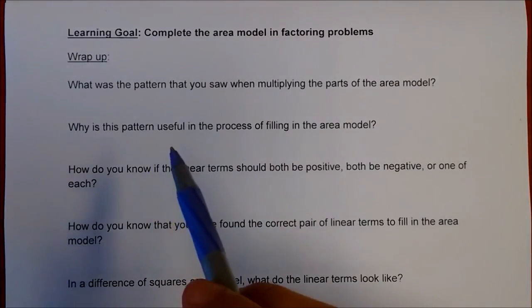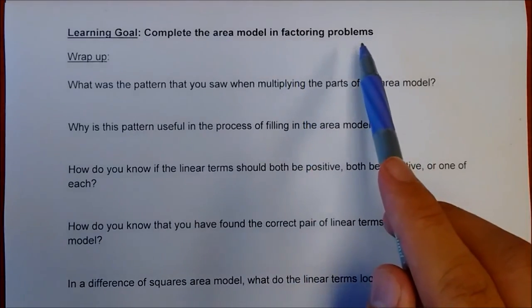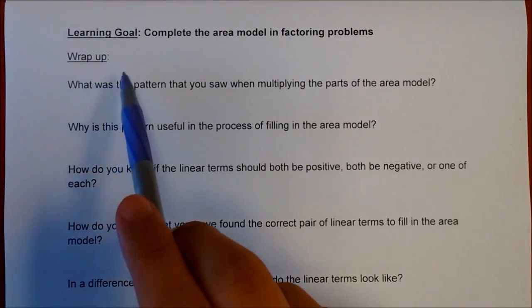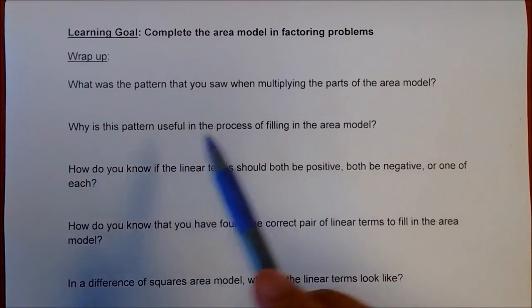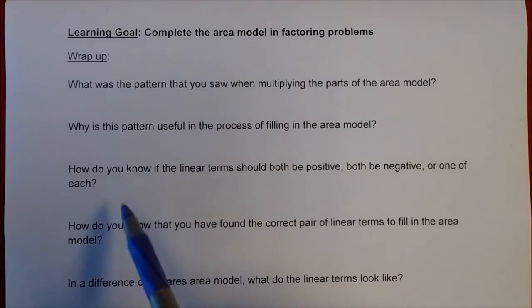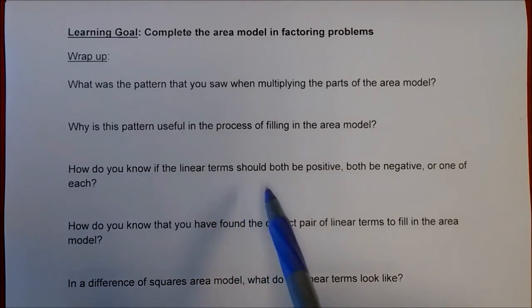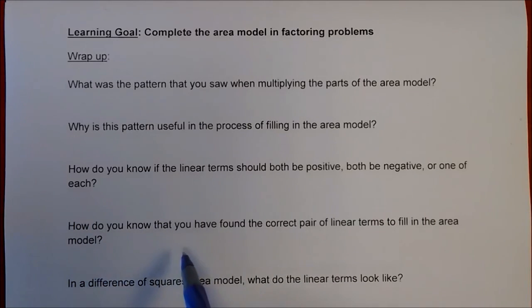As we finish the lesson, remember that our learning goal was to complete the area model in factoring problems. And here are some wrap-up questions. What was the pattern that you saw when multiplying the parts of the area model? Why is this pattern useful in the process of filling in the area model? How do you know if the linear terms should both be positive, both be negative, or one of each? How do you know that you have found the correct pair of linear terms to fill in the area model? In a difference of squares model, what do the linear terms look like?